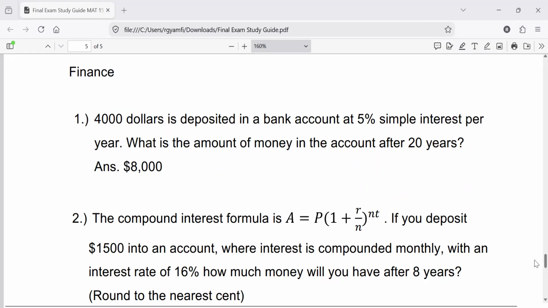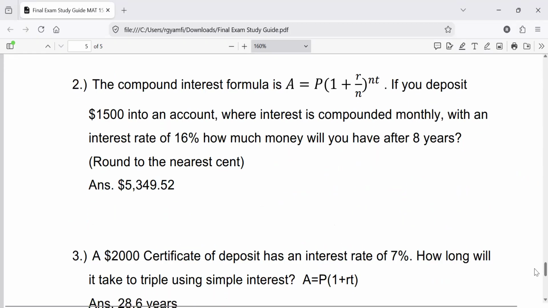Let's go to number 2. Now, number 2 is not simple interest, it's compound interest. And you see that in number 2, the formula is given to you. So if you deposit 1,500 into an account where interest is compounded monthly with an interest rate of 16%, how much money will you have after 8 years?